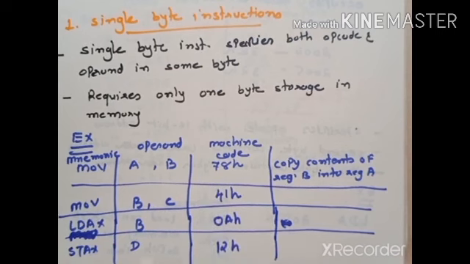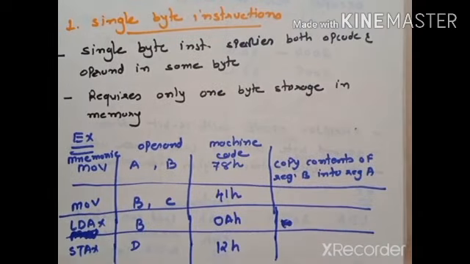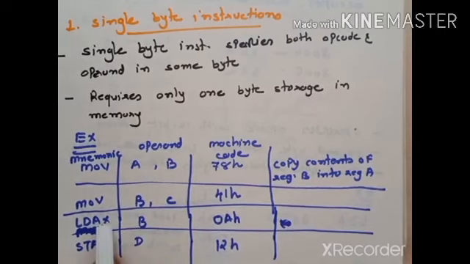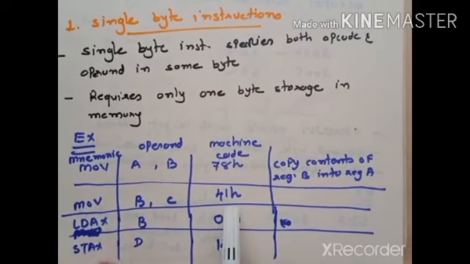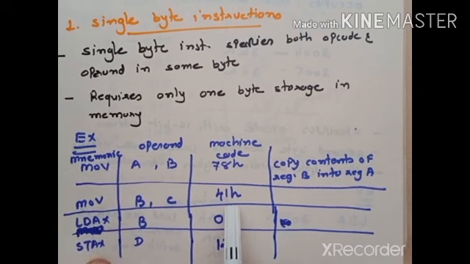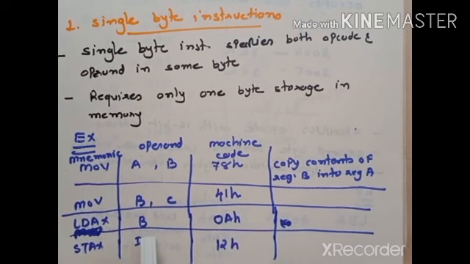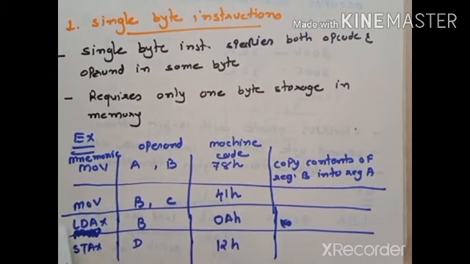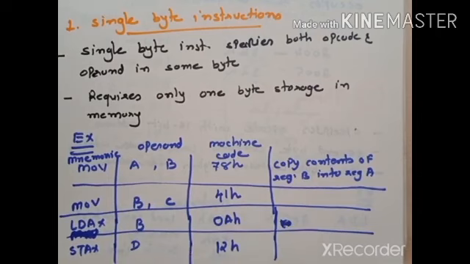Another example of a single byte instruction is MOV B, C. The hex code of that instruction is 41H. Then LDAX B. The hex code of that instruction is 0AH. That means it requires only 1 byte storage capacity. STAX D, the hex code of that instruction is 12H. It requires only 1 byte of storage in memory.